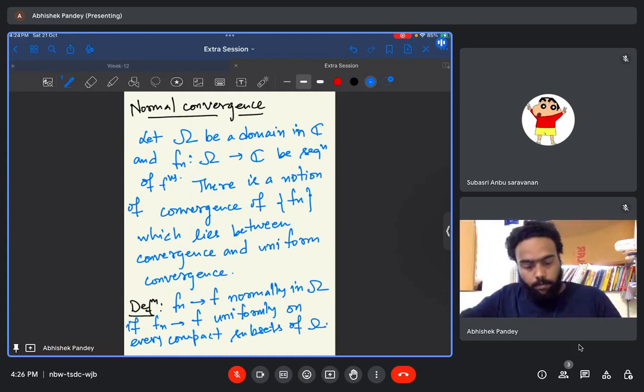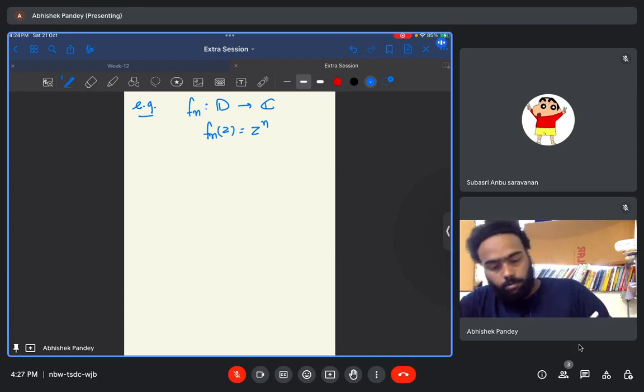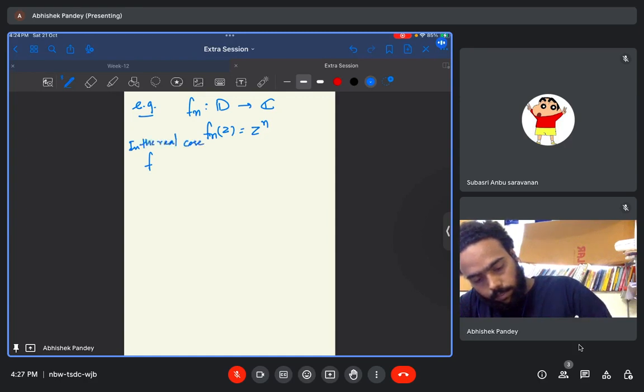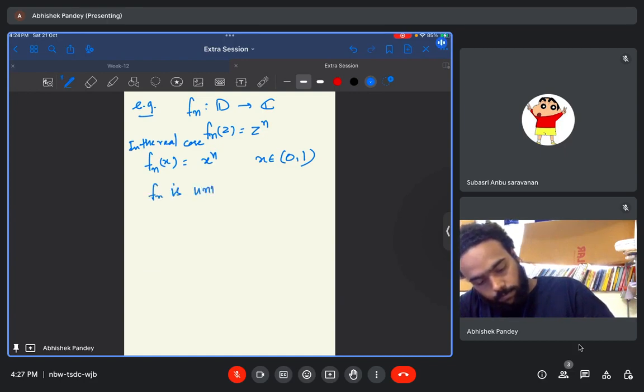For example, take fn from the unit disk D to C defined by fn(z) equals z to the power n. Then fn is pointwise convergent, but not uniformly convergent on D. In the real case, if you take fn(x) equals x to the power n for x in (0,1), fn is not uniformly convergent on (0,1), but on every compact subset of (0,1), fn is uniformly convergent. Similarly, here fn is uniformly convergent on every compact subset of D.